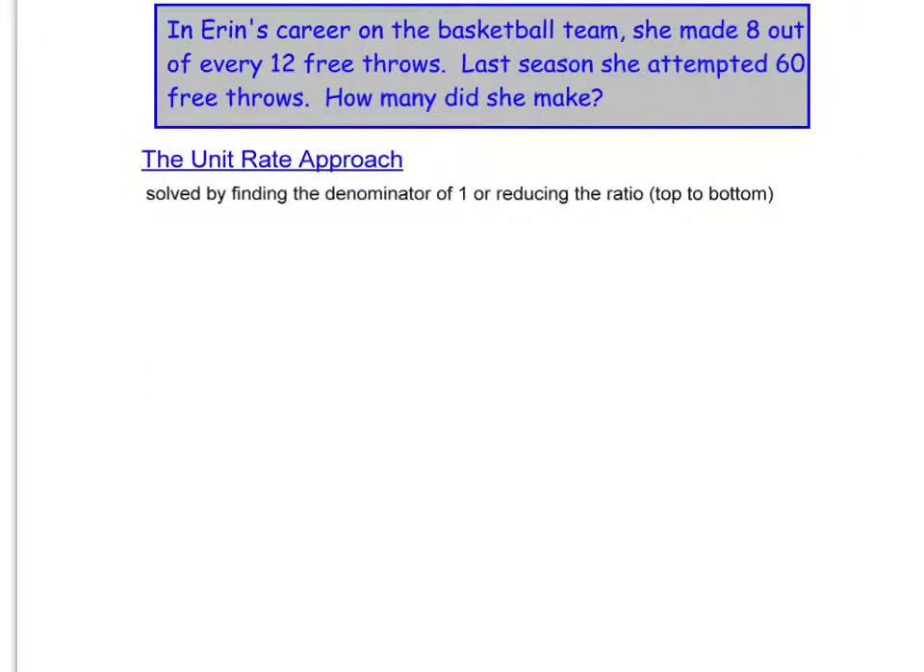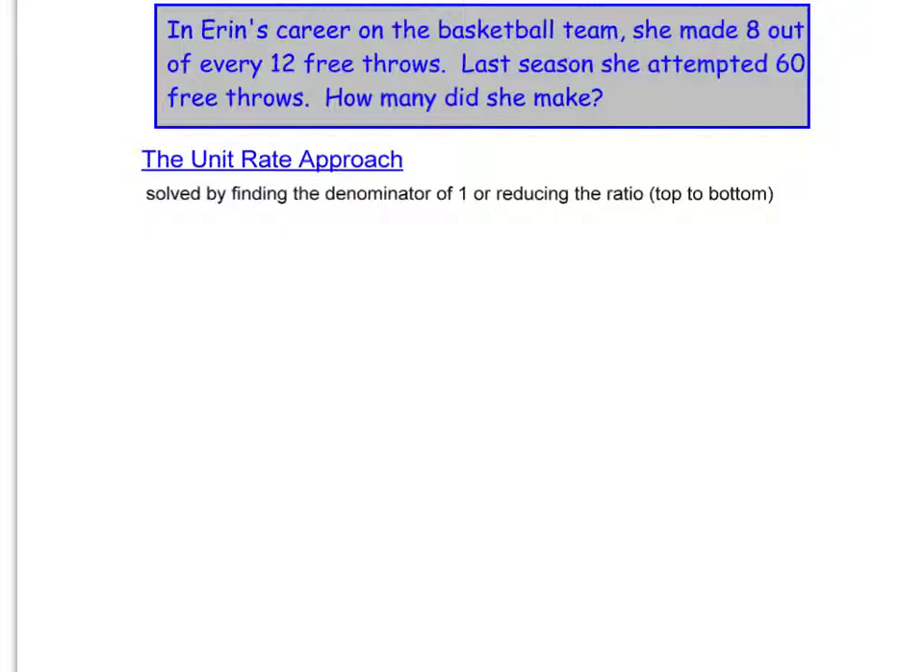Okay, we're first going to get started with the unit rate approach, and we're going to work through this same problem 3 different times using each of our strategies. So the problem reads, in Erin's career on the basketball team, she made 8 out of every 12 free throws. Last season, she attempted 60 free throws. How many did she make?